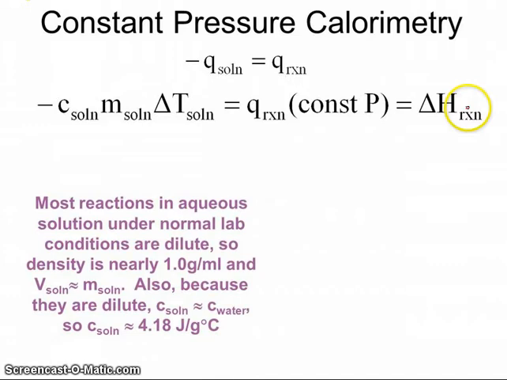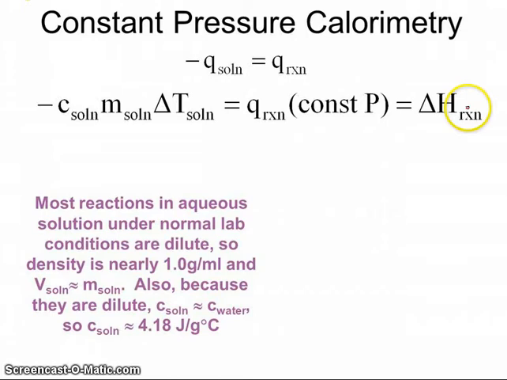So just some generalizations. Most reactions in aqueous solutions in a normal lab situation are dilute. So our density is nearly 1 gram per milliliter, just like water under normal conditions. And so whatever volume we measure of that solution ought to be really close to the mass. If we're really worried about doing a high precision measurement, we will measure the mass of the solution, but often we'll use the estimate of the volume.